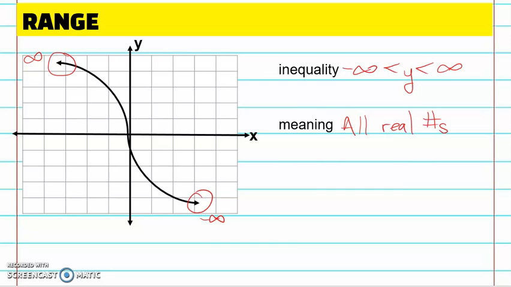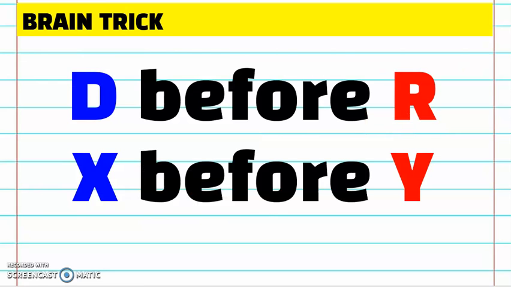Okay? That's what domain and range are. Easy way to keep this in mind. D before R, X before Y in the alphabet. So domain goes with X, range goes with Y. All right, hope you're feeling it.